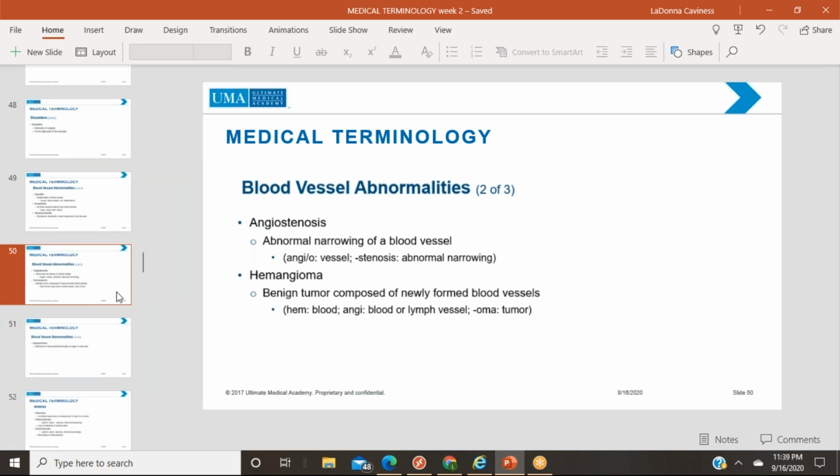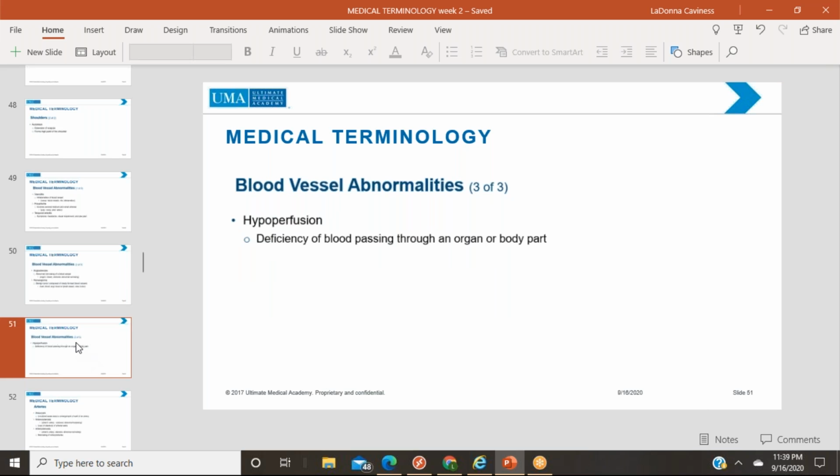Angiostenosis, abnormal narrowing of the blood vessels. Angio refers to the vessels, and stenosis refers to abnormal narrowing. Hemangioma, benign tumor composed of newly formed blood vessels. Hem means blood, angi, blood or lymph vessels, oma means tumor. Hypoperfusion, deficiency of blood passing through an organ of the body.